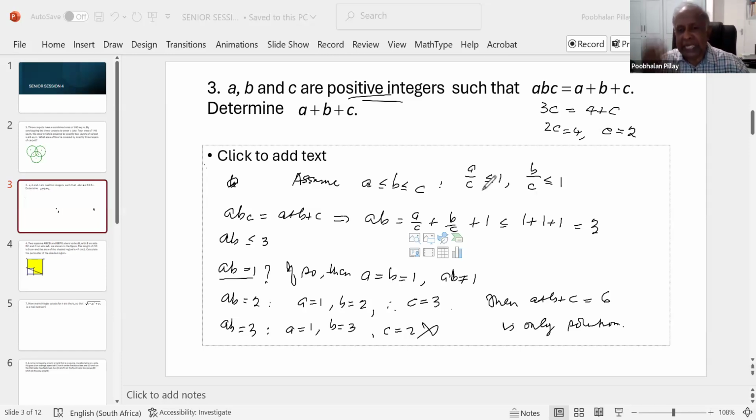AB is equal to 2, you can say exactly what A is and what B is. Normally, you can't do that because A could be half and B is equal to 4, so half times 4 is 2. But that is not allowed because we're only working with positive integers. Okay, so let's get on to the next problem.